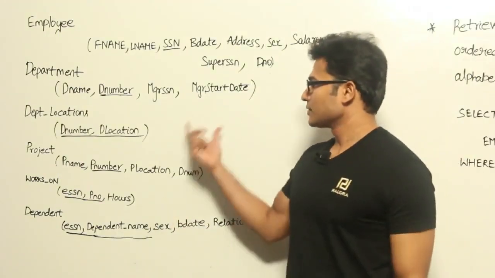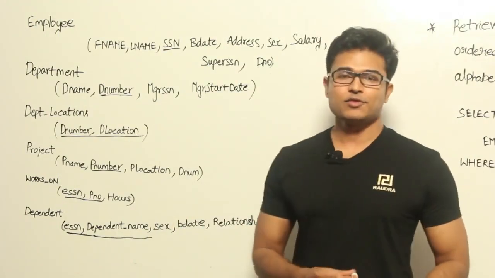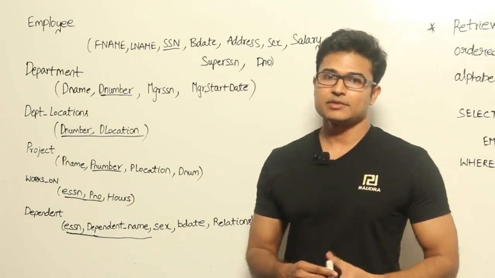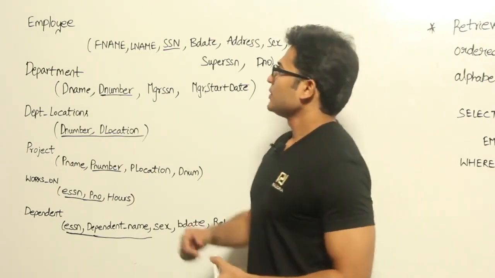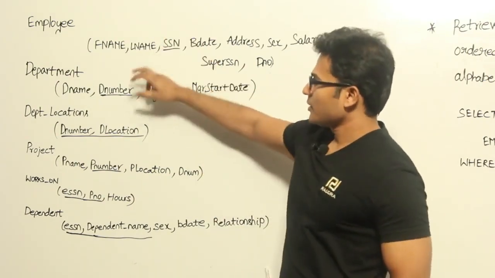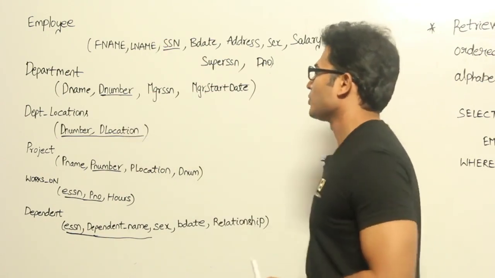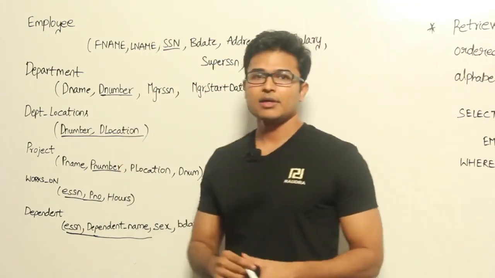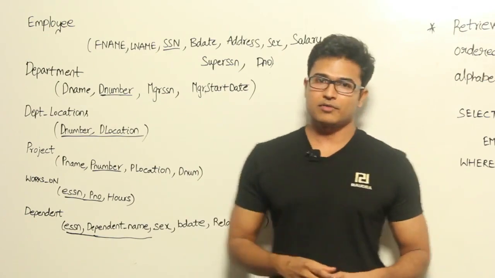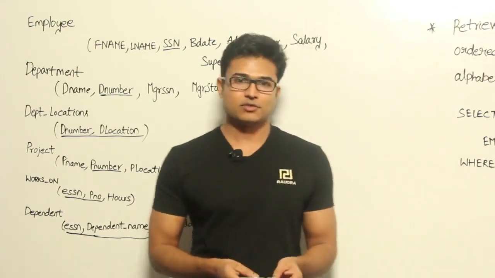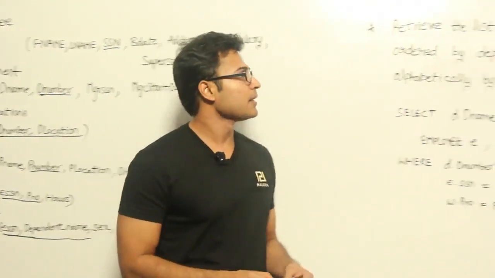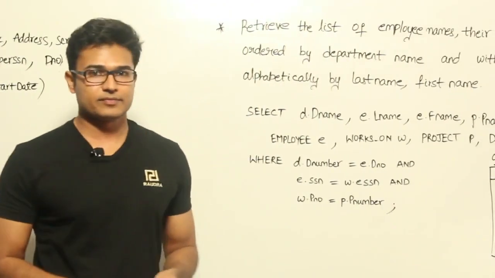Now let's see this schema. This is the same schema which we have used in relational algebra while explaining relational algebra. It is going to contain employee, department, department locations, project, works on, and dependent. Now based on this we are going to frame a query, and using that query I'll explain how order by works. Now let's see this query.